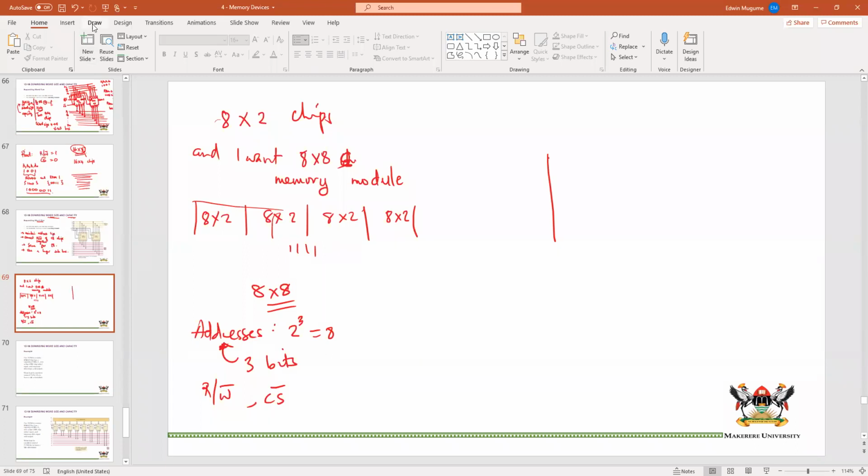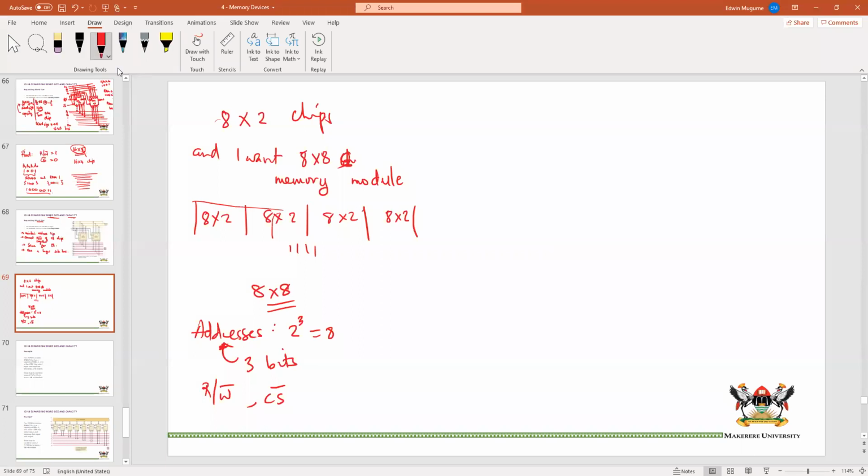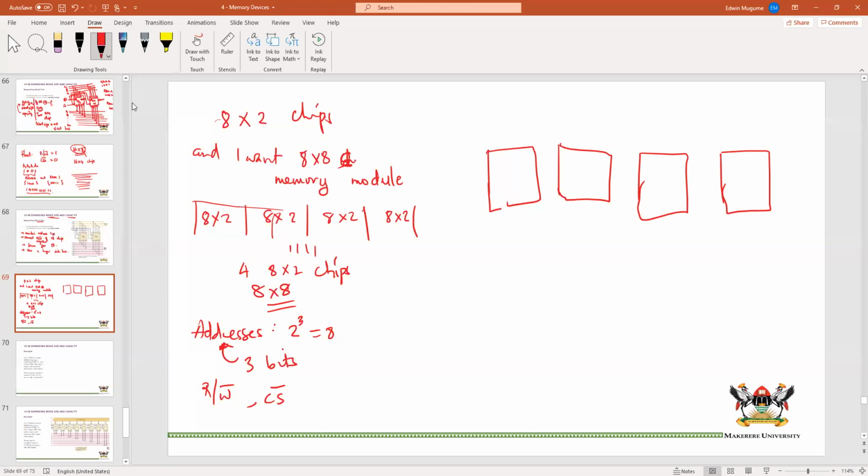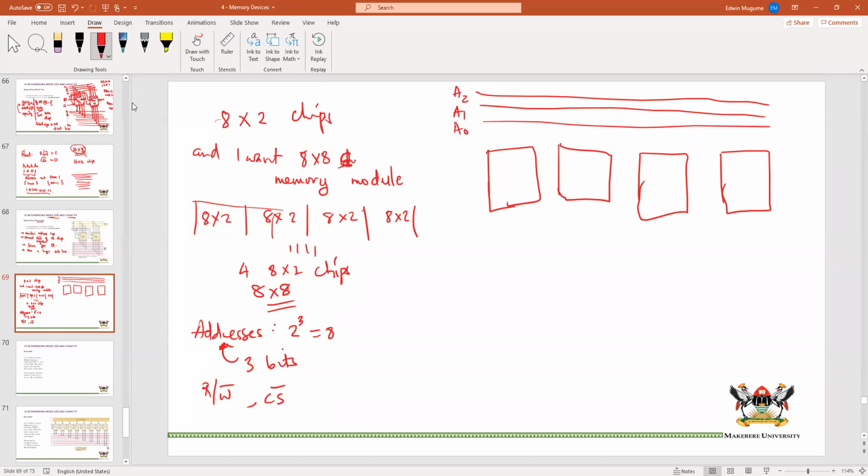It's really easy. We are going to combine 4 8x2 chips: 1, 2, 3, and 4. We maintain our 3 addresses, A2, A1, A0. A2 will go into the A2 port on each of these chips, and so on, and that has to be uniform. I can make these my RAM 0, RAM 1, RAM 2, RAM 3.